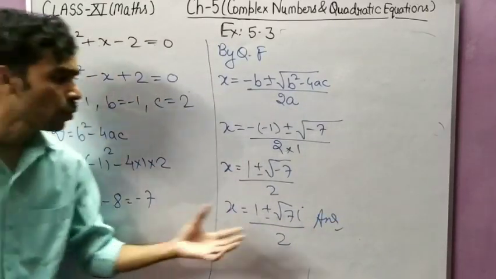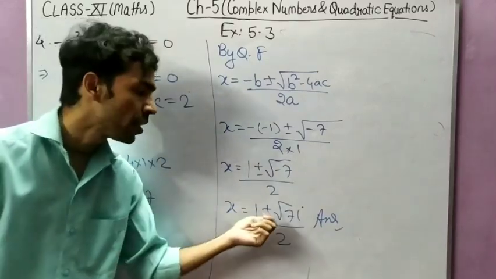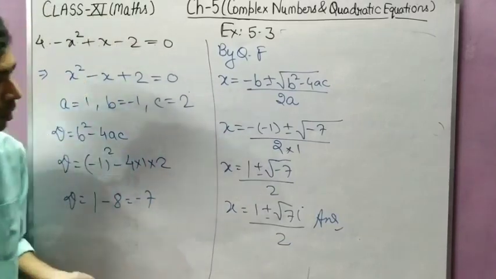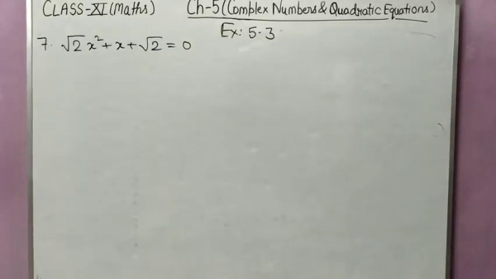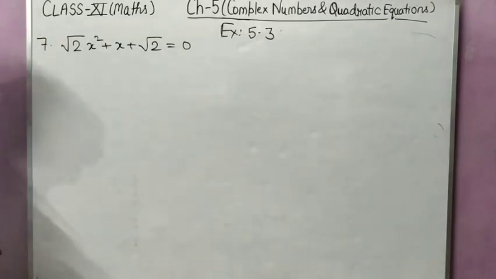Either you will write up to this, or you can write two values of x. Means in first value you will take plus sign, in the second value you will take minus sign. Okay. So this will be the solution of question number 4. So note down student. Now student, question number 5 and 6 are very similar to the question number 4. So I can tell question number 7.